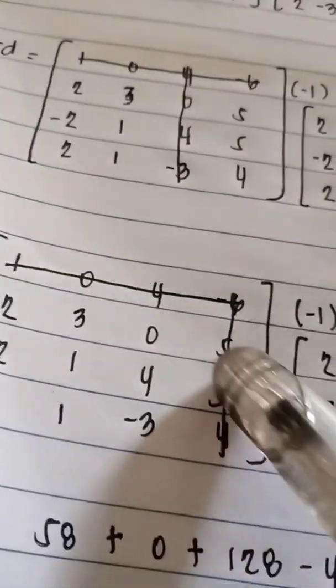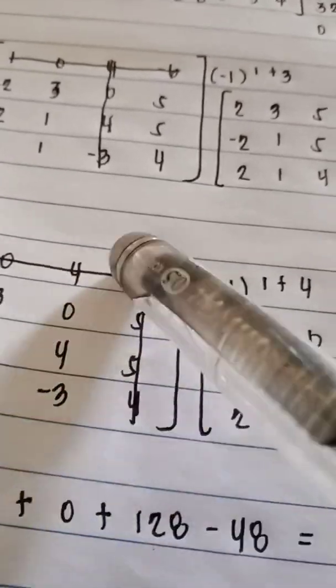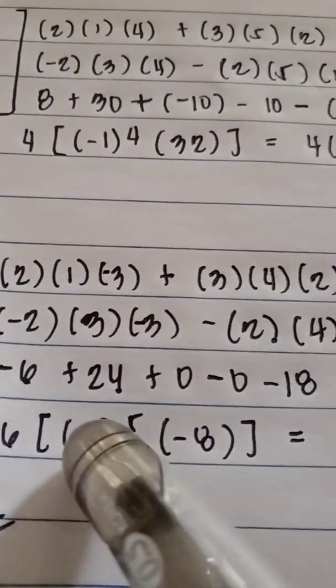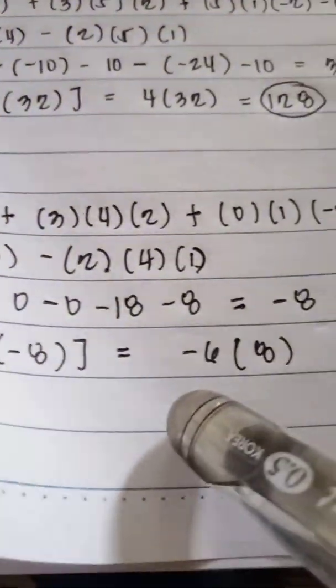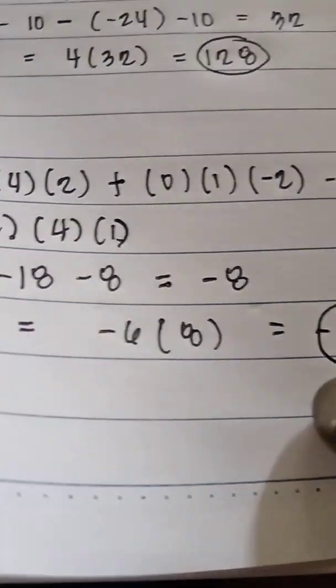So in order to get the determinant for this, we will use this one. So negative 6, why negative 6? It is because that is where they intersect here. So negative 1 to the power of 5 times negative 8 is equal to positive 8. So negative 6 times 8 is equal to negative 48. So negative 48 is the determinant for this.